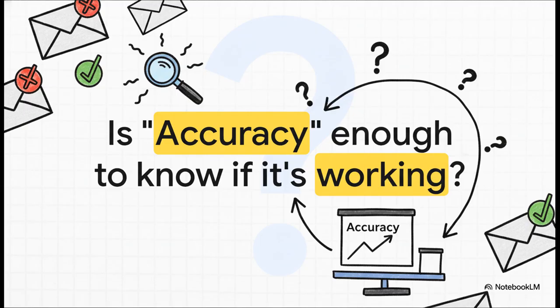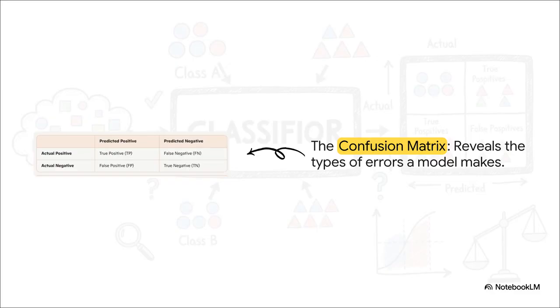Imagine 99% of your emails are legitimate. A model that just guesses not spam every single time would be 99% accurate and totally useless. We need a much smarter report card. And that's where this thing called the confusion matrix comes in. This is our go-to diagnostic tool.